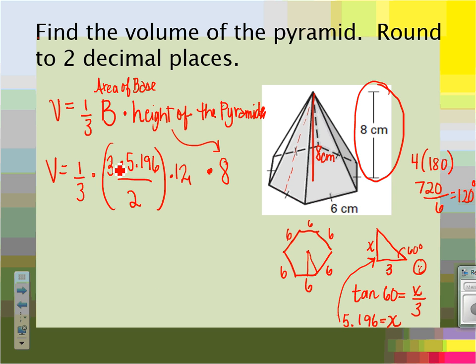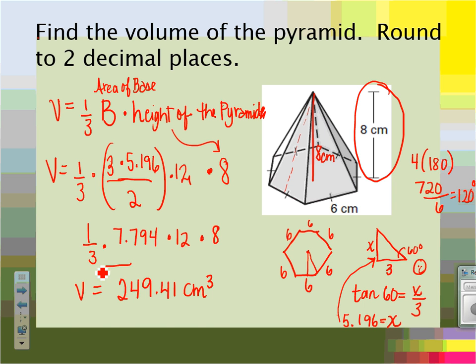Okay, so we're going to take 3 times 5.196 divided by 2. I get 1/3 times 7.794. Times that by 12, then times by 8. If I put that in my calculator, I get 249.41 centimeters cubed. That would be my volume of this hexagonal pyramid.